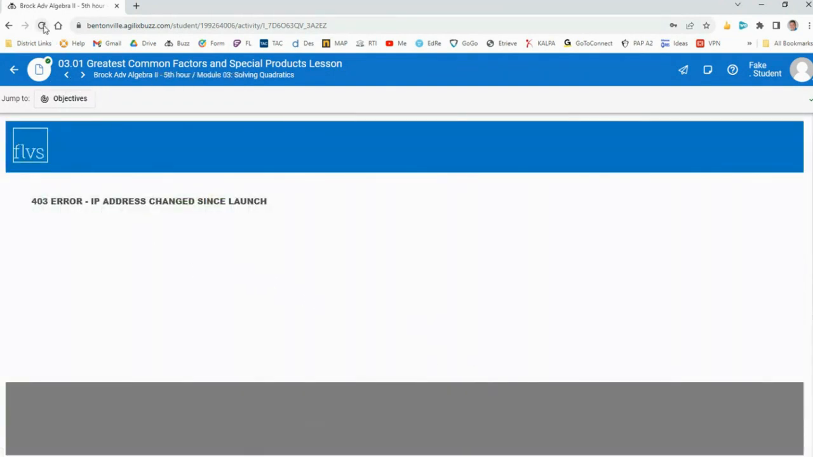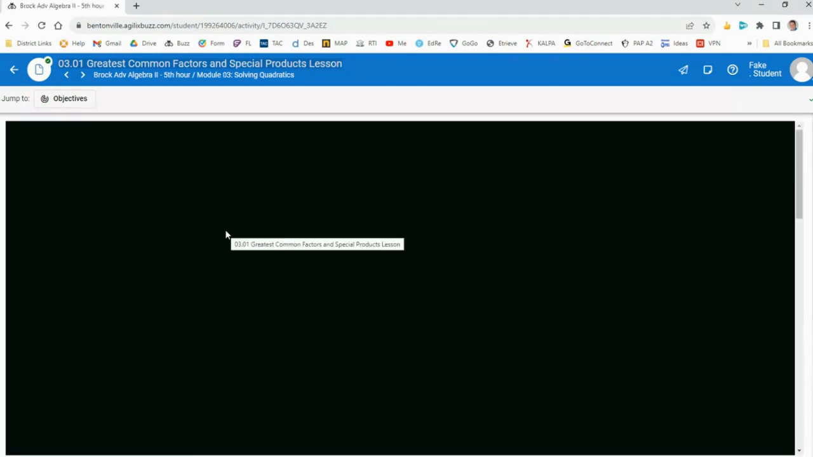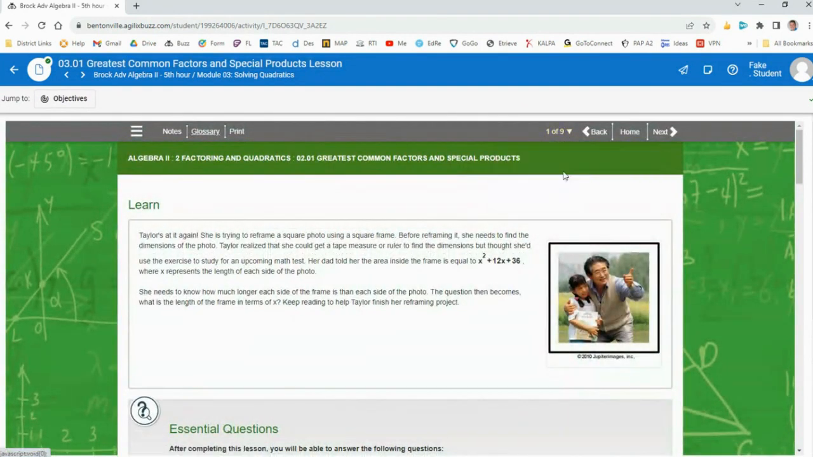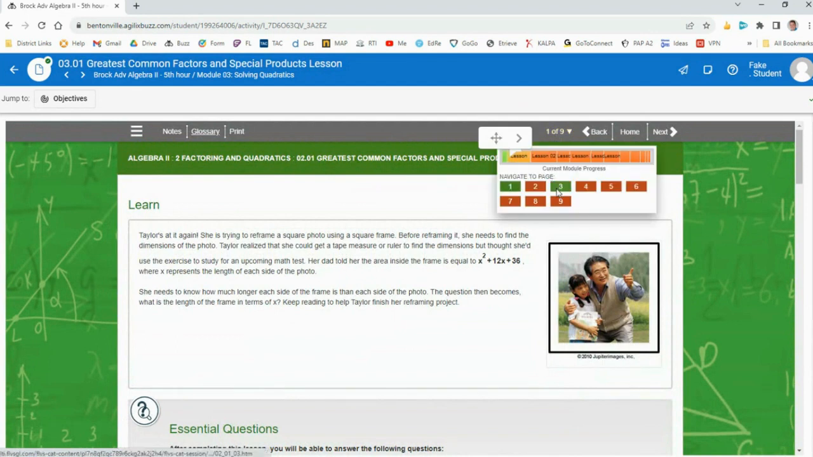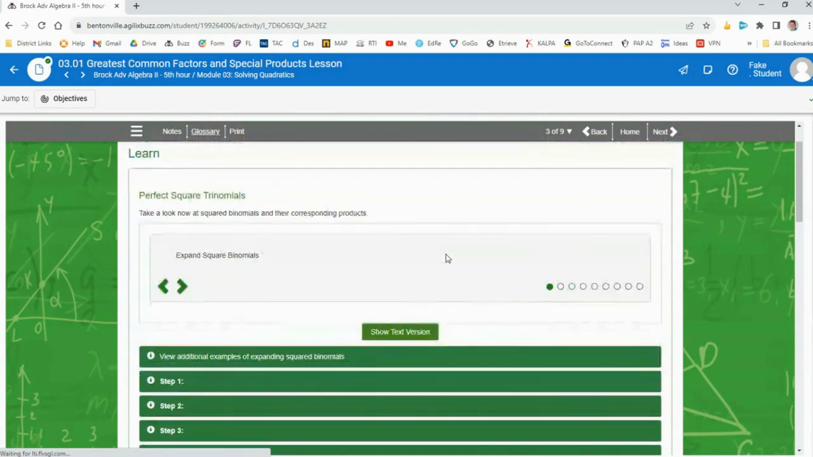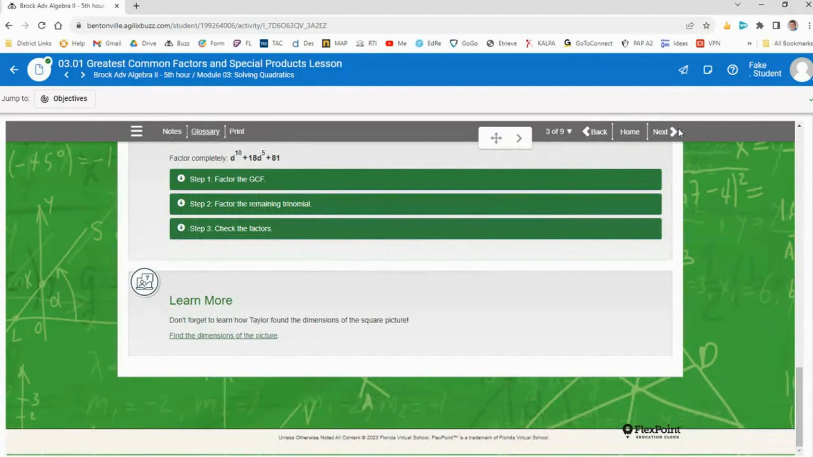What? The IP? It just changed my lesson IP address. All right, we're reloading. Let's see if we can get it up here again. Okay, reloading. When did it change my IP address? That's weird. All right, we go into page 3. Okay, perfect square. Oh, that's where we were just at. We were on page 3. So let's go to page 4.